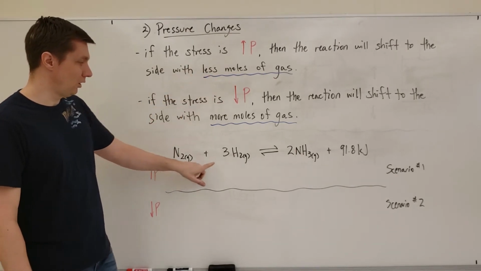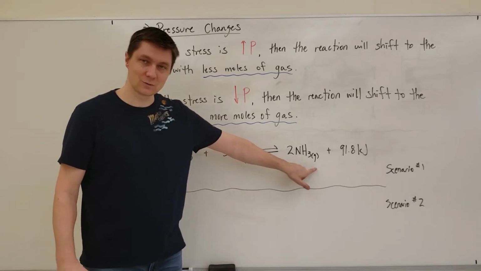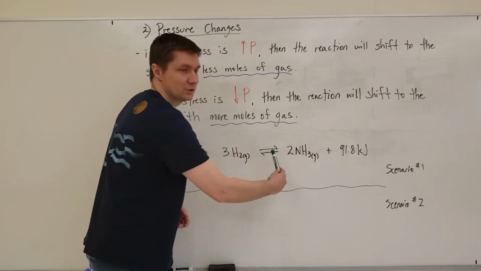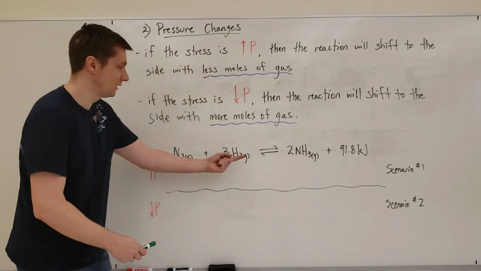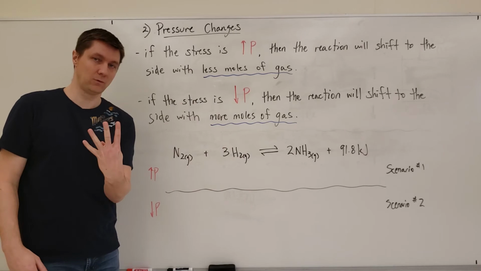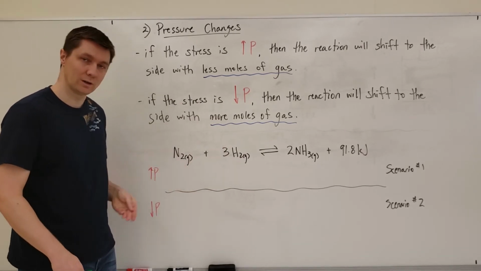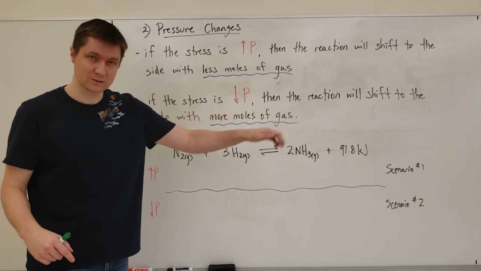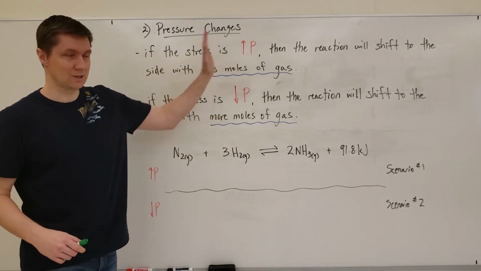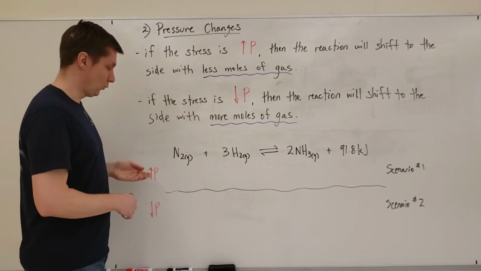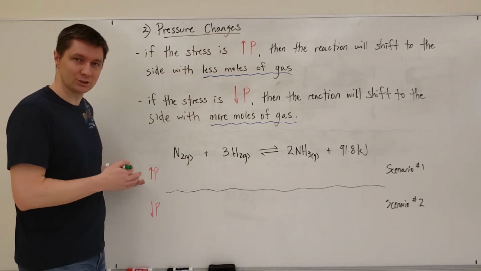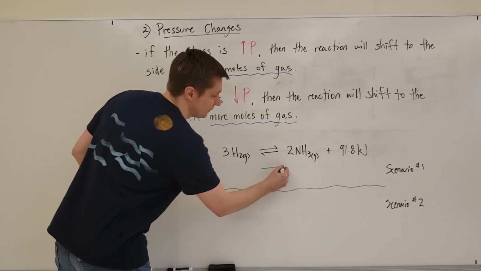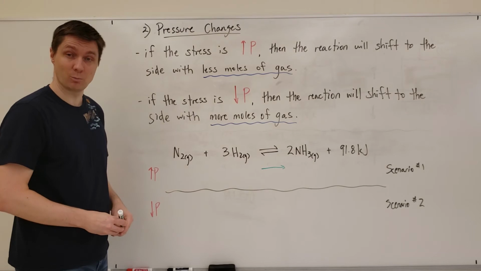Now you can see that all of these substances here are gases, so I have to take all of that into account. This side of the reaction has a total of 2 moles of gas. This side of the reaction has a total of 4 moles of gas, 3 hydrogen and 1 nitrogen. And so the side that has less moles of gas is the product side. This is something you just have to memorize: when an increase in pressure happens, it's going to shift to the side with less moles of gas. And so this reaction is going to shift to the product side.